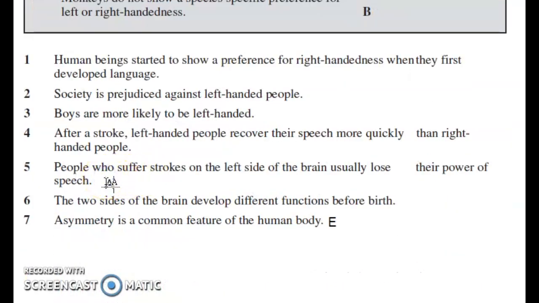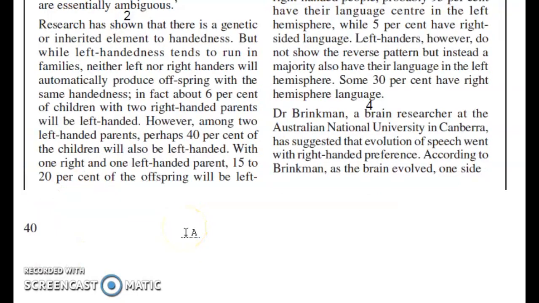So I'll put A here. So let's continue reading the passage. In the next, fourth paragraph, we found in the first line Dr. Brinkman, so the name of the writer. Now let's find out the opinion of that writer.